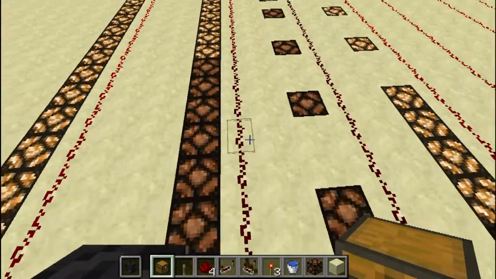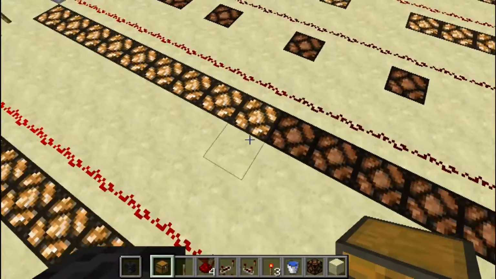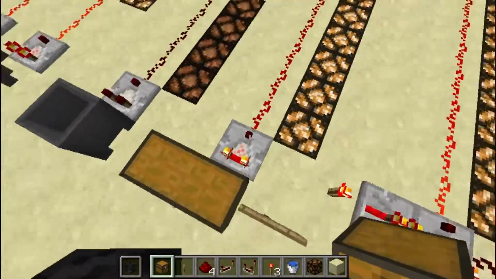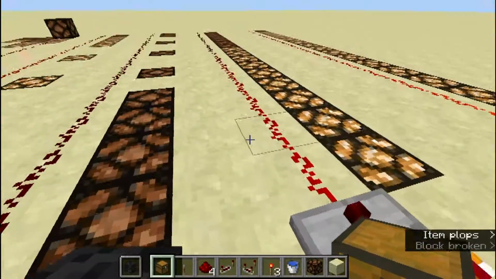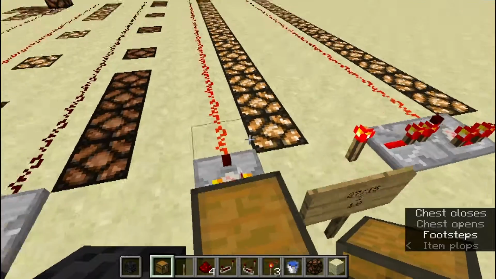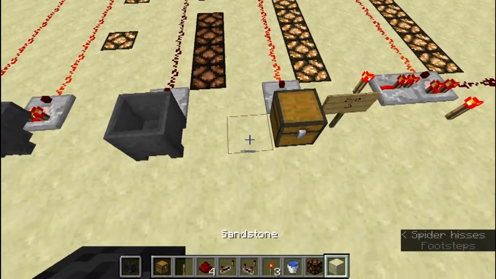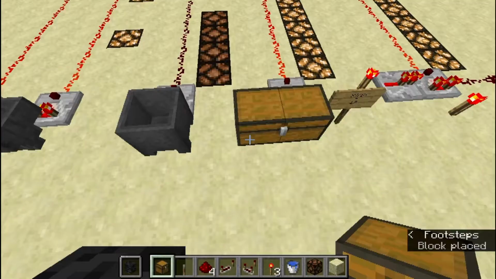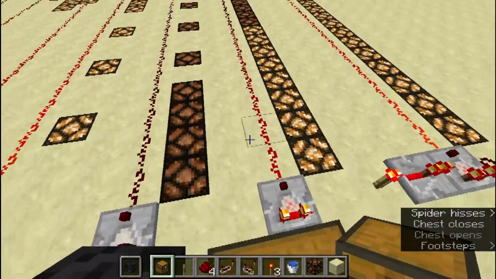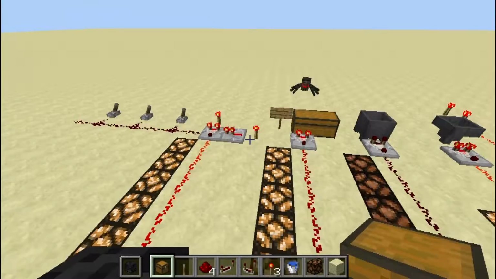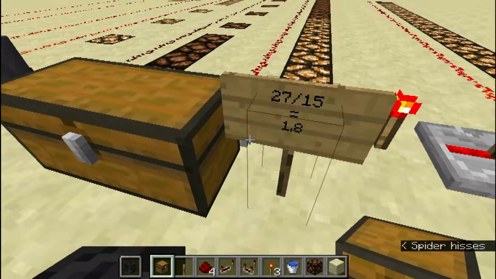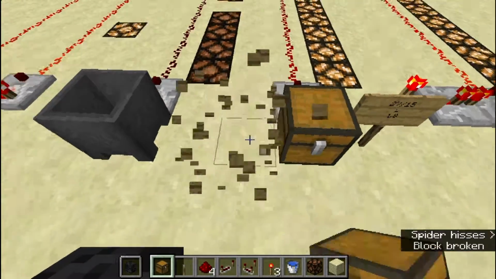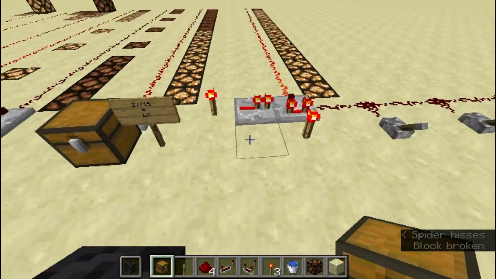Now, you want to know what just happened? Basically, when I placed the chest, it didn't register. It just stayed the same thing. It is only when I open the chest that it re-registers or updates. But if you were to use a double chest, it will no longer become 27 divided by 15. It will become 27 times 2 divided by 15. So yeah, it makes it even bigger, which is more complicated.